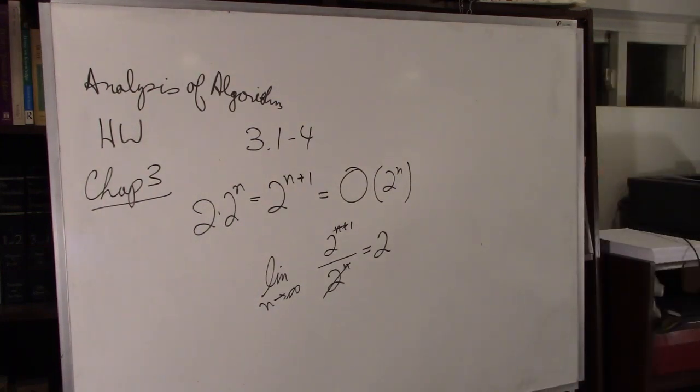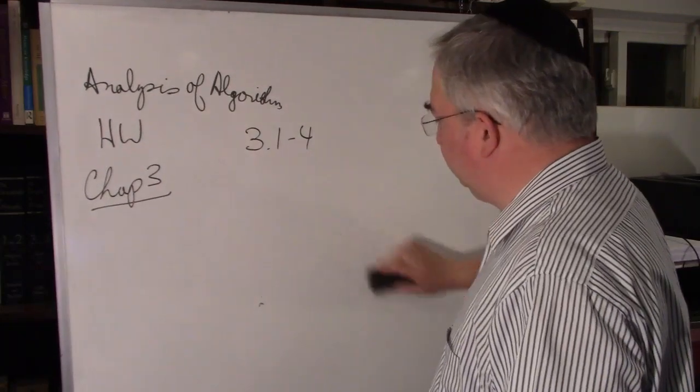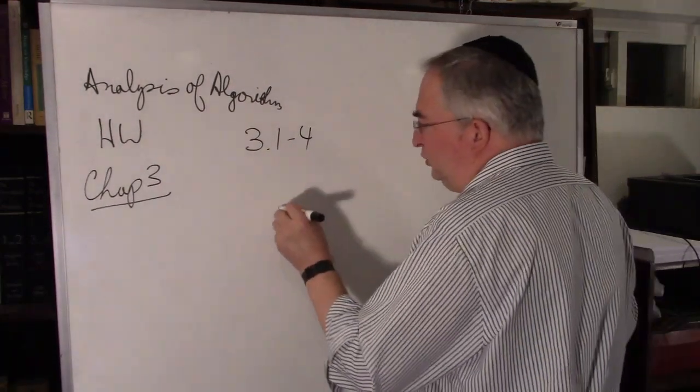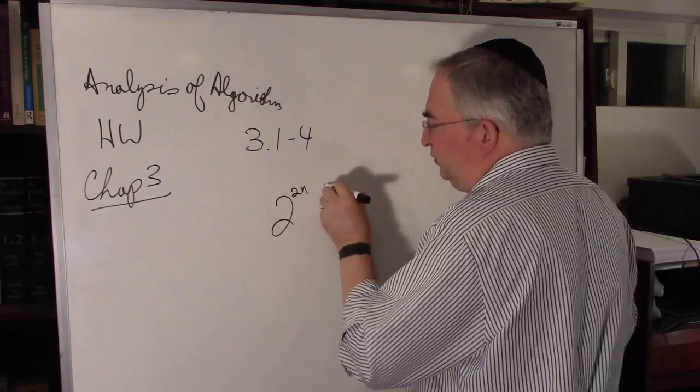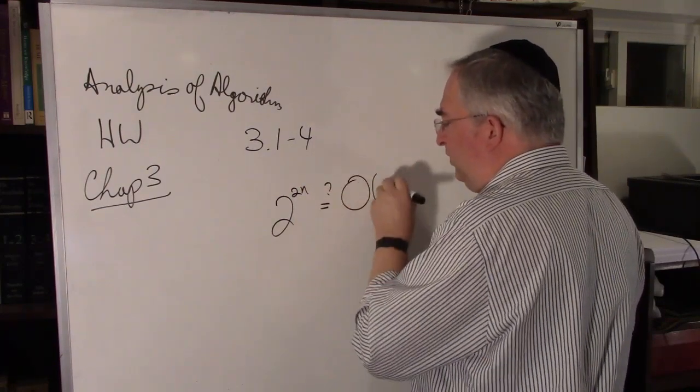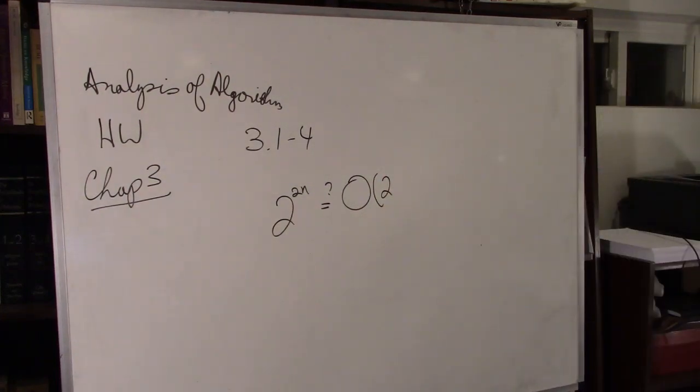The other one is, I'm sorry, 2 to the 2n is O to the 2n. Okay, let's do another one. Is 2 to the 2n equal to O of 2 to the n?